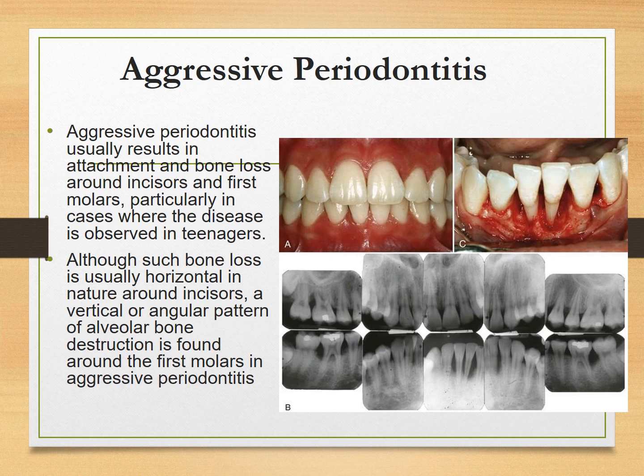Then coming to aggressive periodontitis. As you know, it is very aggressive in nature, which results in rapid loss of attachment and bone loss. It is seen mostly around incisors and first molars, particularly where the disease is observed in young patients. Although the bone loss is generally horizontal around incisors, a vertical or angular pattern of bone destruction is found around the first molars in aggressive periodontitis.